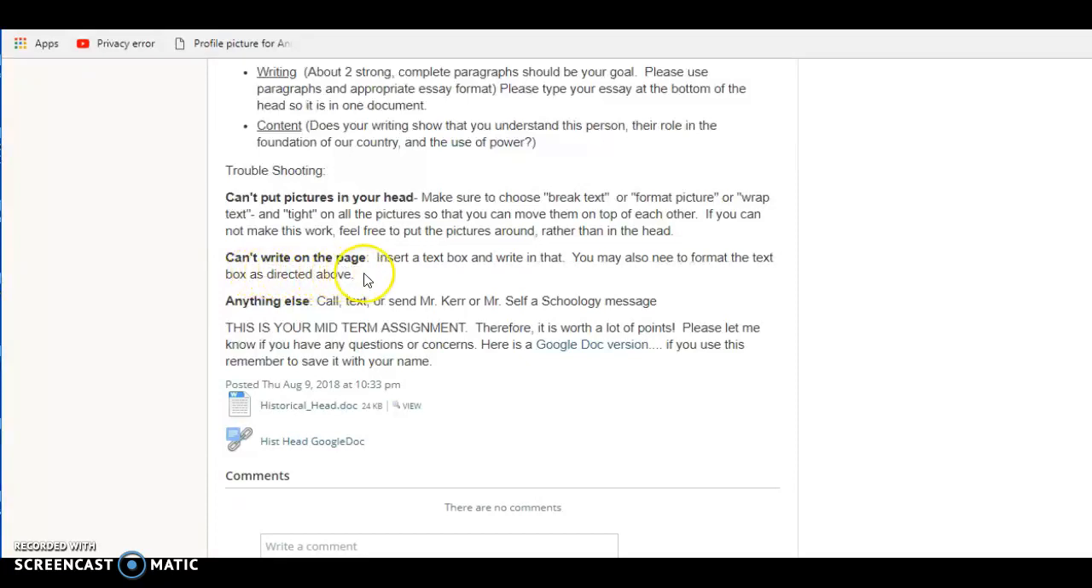Can't write on the page? Insert a text box and write in that. You may also need to format the text box as directed above. Anything else? Call, text, or send your teacher or technology expert a Schoology message. This is your midterm assignment, therefore it is worth a lot of points. Please let me know if you have any questions or concerns.